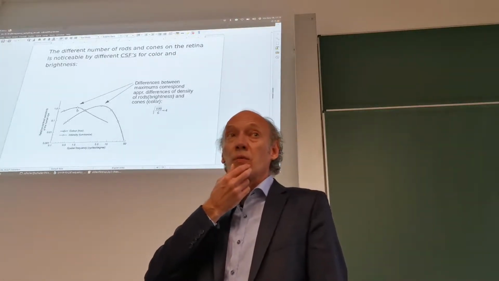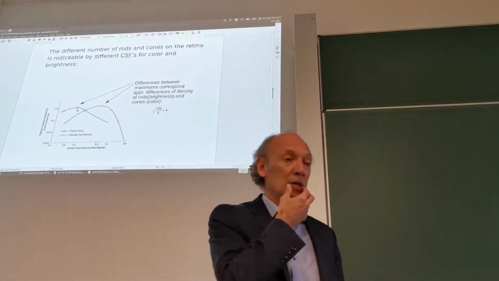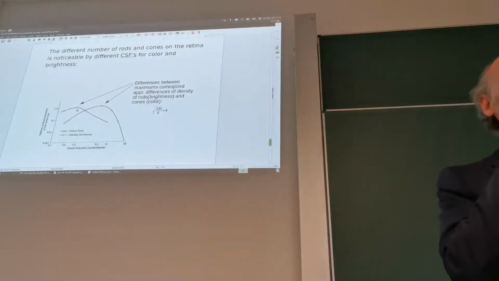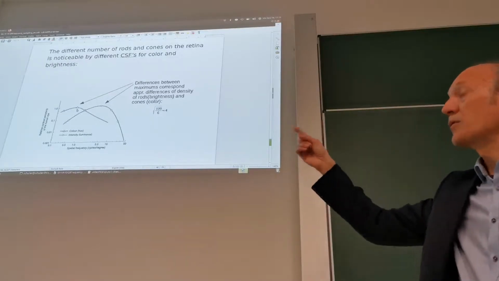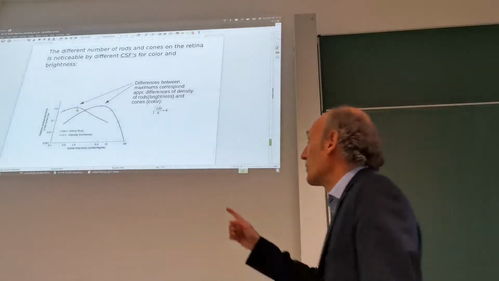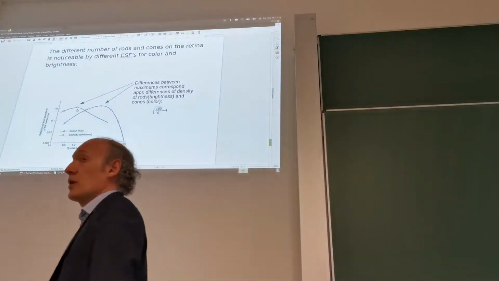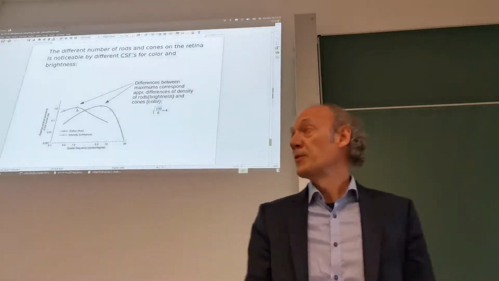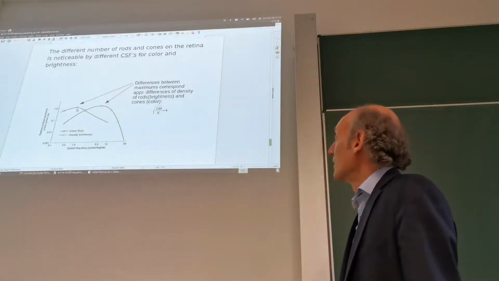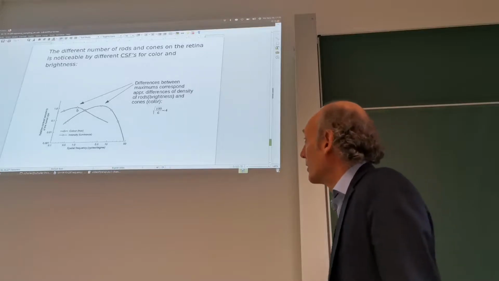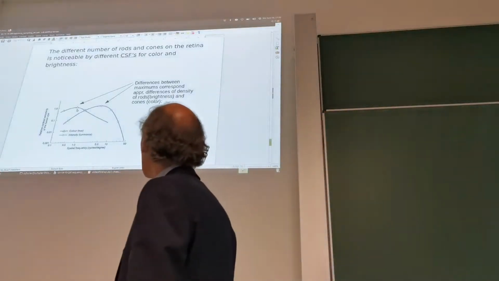So this shows you that the eye for color and for intensity has different contrast sensitivity functions. And this is actually something that is used in video coding. Right? There's different sensitivity for color and brightness. Yeah, so this is actually an important property that we can use for compression.